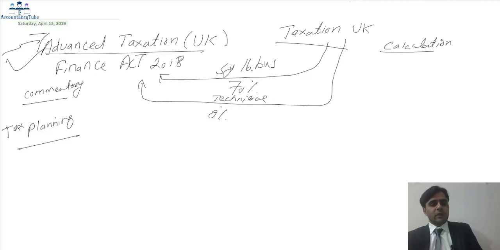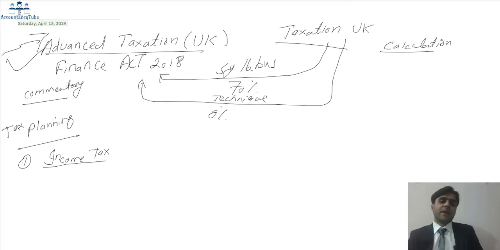Now, if we talk about the syllabus areas, the first area of advanced taxation is income tax. What is income tax? As the name says, it is tax paid on income. Income could be earned in so many different ways. I'm working for an accountancy job in return for a salary. That is employment income, and I will have to pay income tax. If I am doing a business, I have trading income, and I will have to pay income tax. If I have a property, I will have to pay property income tax.